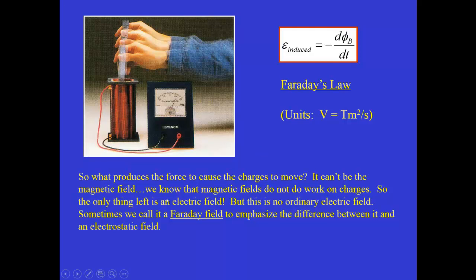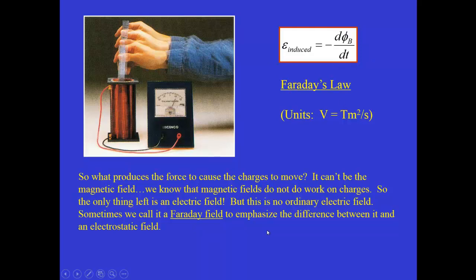So the only thing left that we know of that can act and produce a force on electric charge is an electric field. And so we conclude that there must be an electric field that's being set up in the loops of the coil that cause the charges to move. But it's not an ordinary electric field. And often we call this kind of field a Faraday field, so that we remember that it differs significantly from an electrostatic field. Faraday fields are inherently dynamic because they are caused by the time rate of change of magnetic flux.